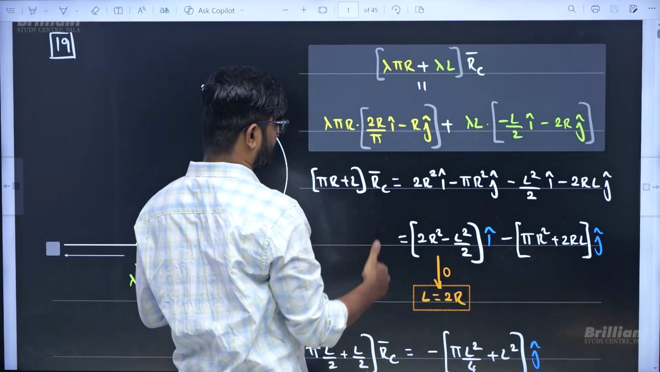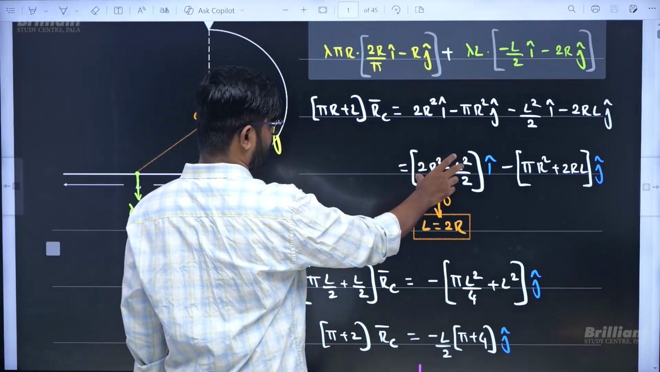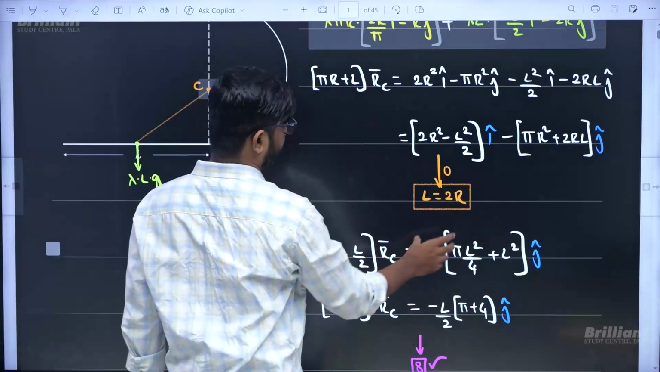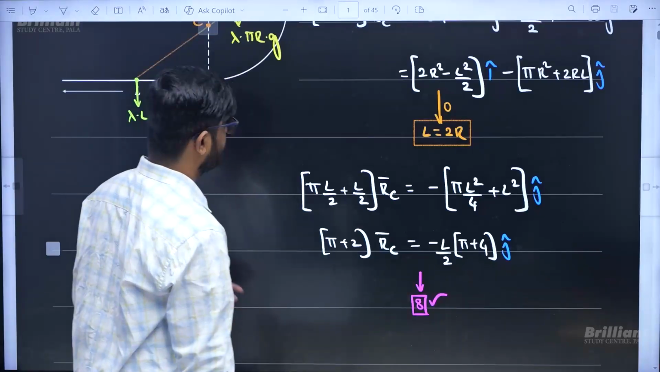After that you will be calculating the position of the center of mass. Now the x coordinate should be 0. When you equate this to 0, you will get the relation between L and R. Then when you substitute it back here and here, you will be getting the y coordinate of the center of mass, right?